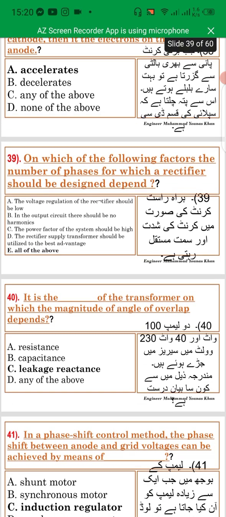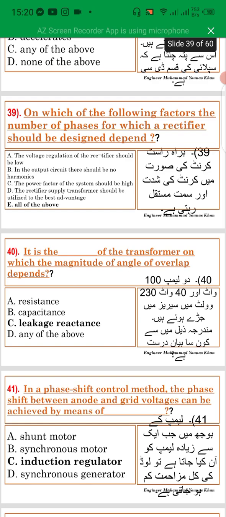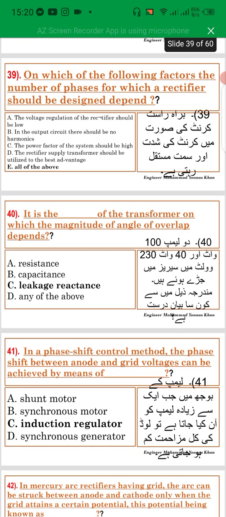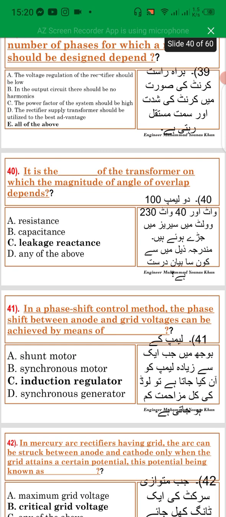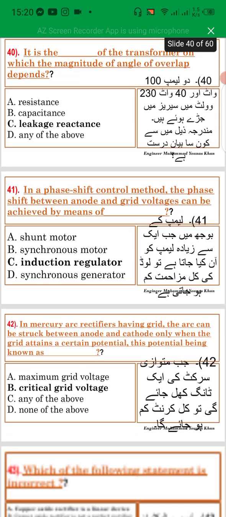On which of the following factors does the number of phases for which a rectifier should be designed depend? The voltage regulation of the rectifier should be low. In the output circuit, there should be no harmonics. The power factor of the system should be high. The rectifier supply transformer should be utilized to best advantage. All of the above. It is leakage reactance of the transformer on which the magnitude of angle of overlap depends.